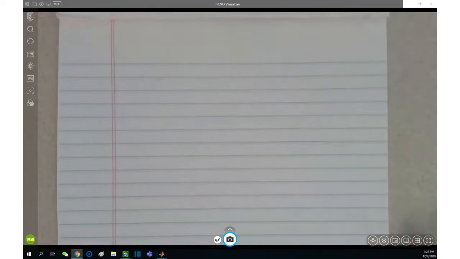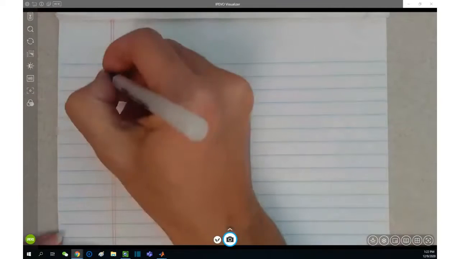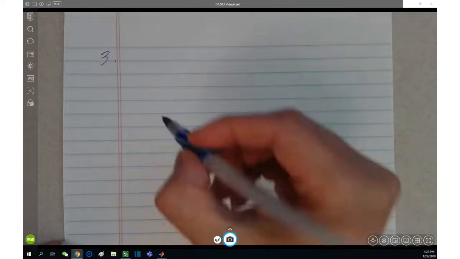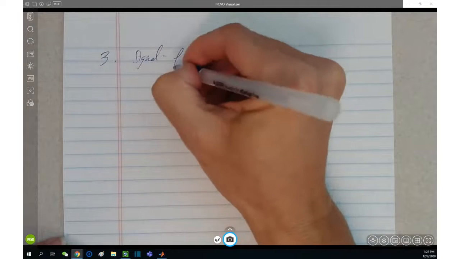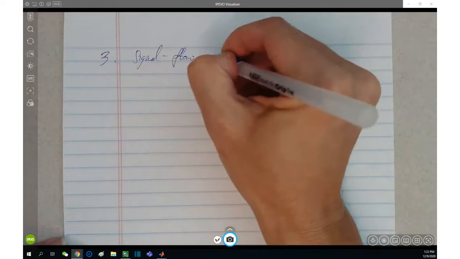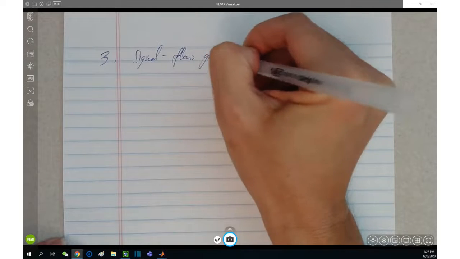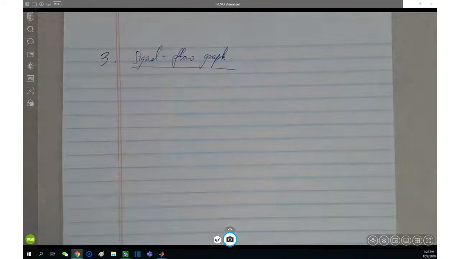Now let's talk about the very last thing of this module, and obviously also this course. It's called signal flow graph. What is a signal flow graph?